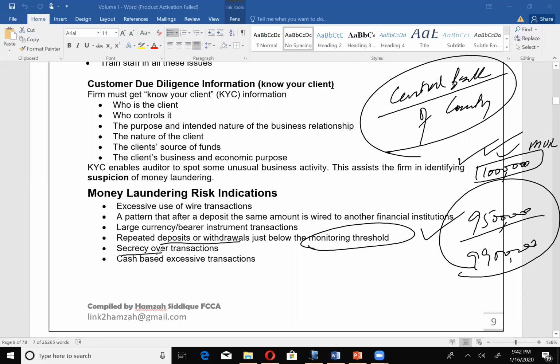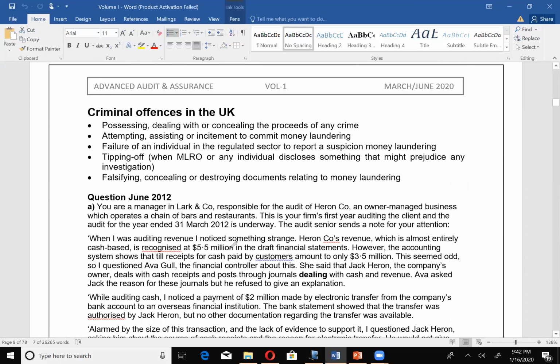And sometimes there is secrecy, with no record and no evidence available. When you ask, they do not tell. The company has made transactions without supporting documentation, and when you ask them, they try to keep it confidential. So again, it adds to the risk. Now, students, criminal offenses.